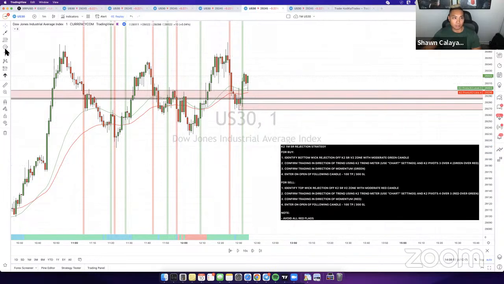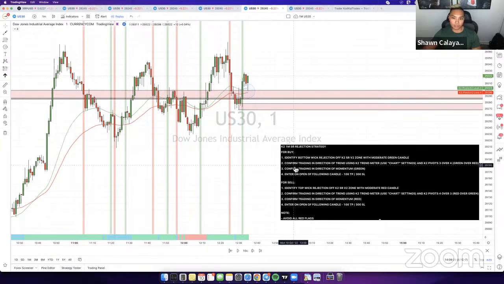So for one, you want to identify a bottom wick rejection off a K2SR zone, which should be right here. Second, you want to confirm that it's a moderate green candle. As you can see right here, there's little to no wick on top. So this is obviously going to be a strong candle, which is better than a moderate candle. It's not required to be strong, but this fits the criteria. So requirement one's been met. Wick projection off structure, moderate green candle.